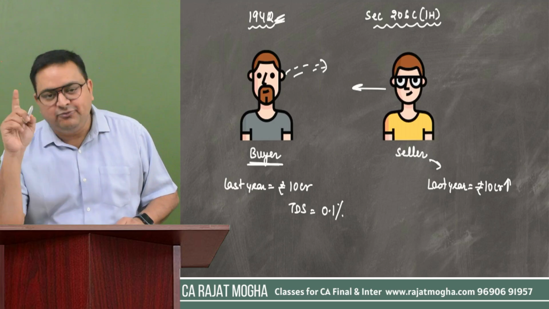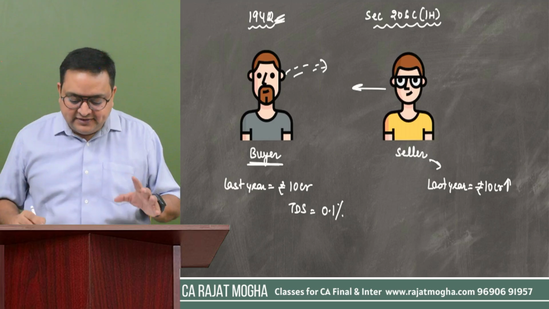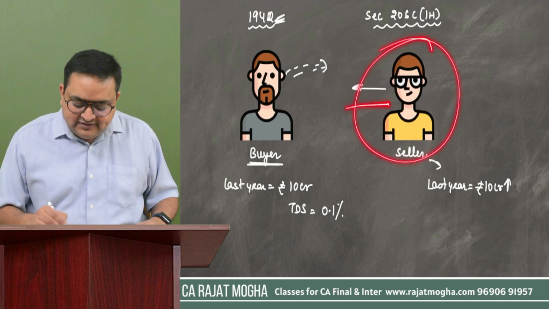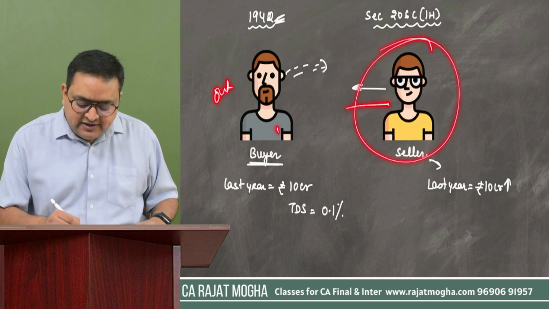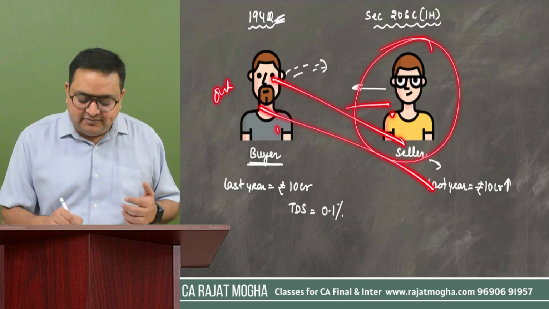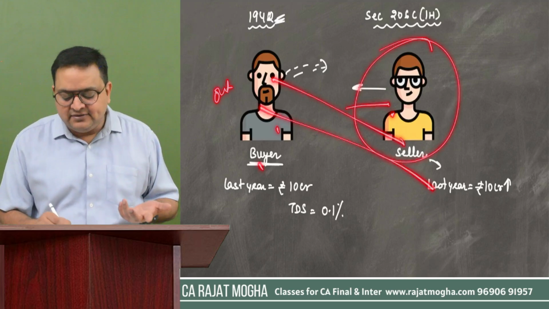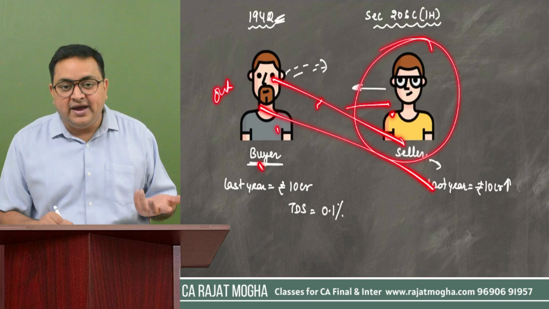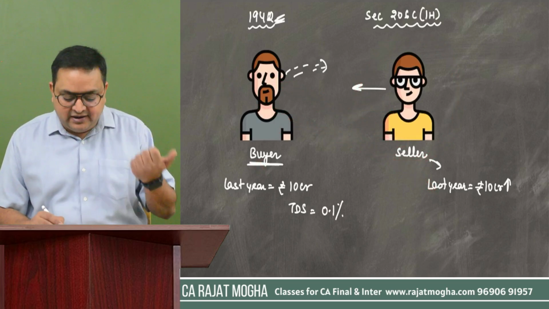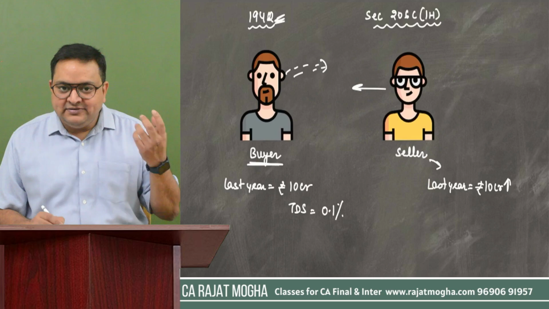In that case, that provision will apply. Got it? Second thing is that if you are the seller and this buyer is sitting outside India, it means that if you are exporting something, then in that case, this TCS provision will not apply. Why? Because the government would like to track the transactions of the person who is in India.